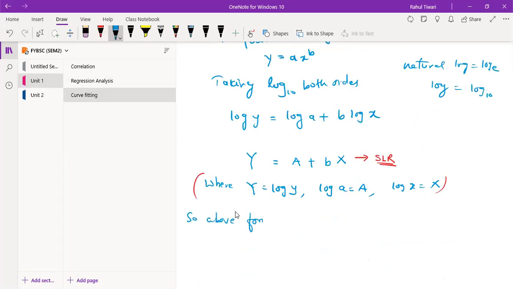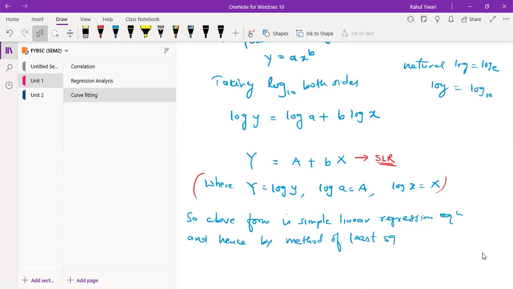The above form is the simple linear regression equation, and hence by the method of least squares we get the normal equation. So you should know what the normal equation is.